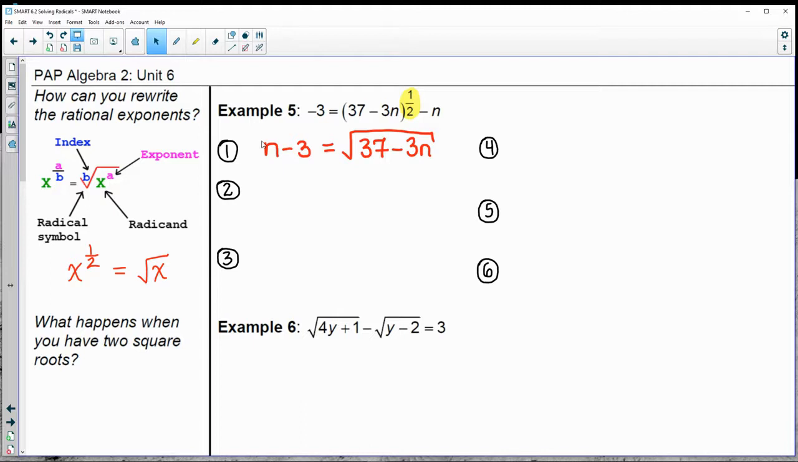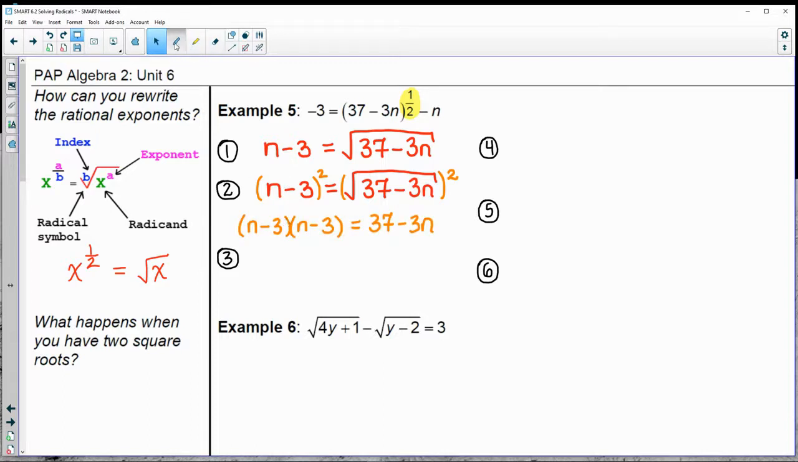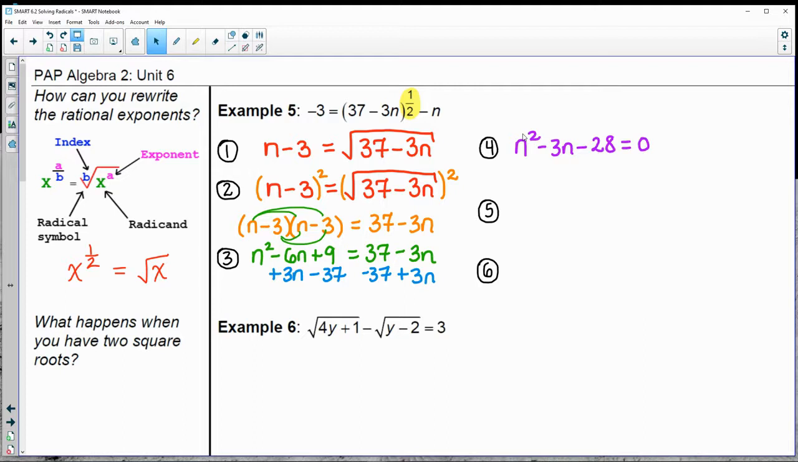So here you can see I added n to both sides. I got that root all by itself. Step 2, I'm going to go ahead and square both sides. I'm trying to get rid of the square root. And I'm going to need to expand this side again. You're going to get really good at foiling because here I'm going to double distribute. And then my steps in green, I kind of simplified everything together. And then I moved everything to one side in hopes of getting it equal to 0.